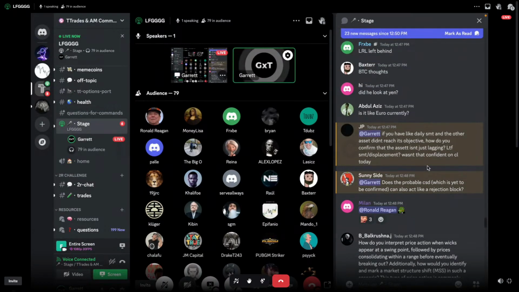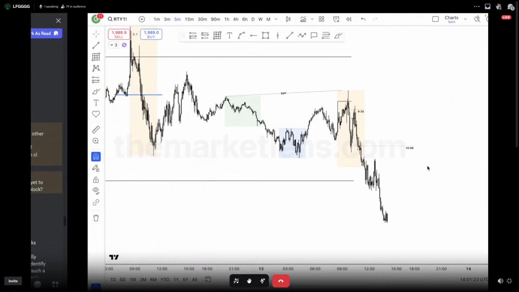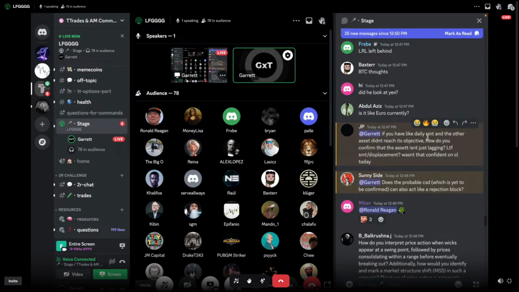If you have daily SMT and the other asset reaches its objective, how do you confirm that the asset isn't just lagging lower time frame SMT displacement? I wasn't that confident on CL today. So, when you have daily SMT and the other asset didn't reach the objective.